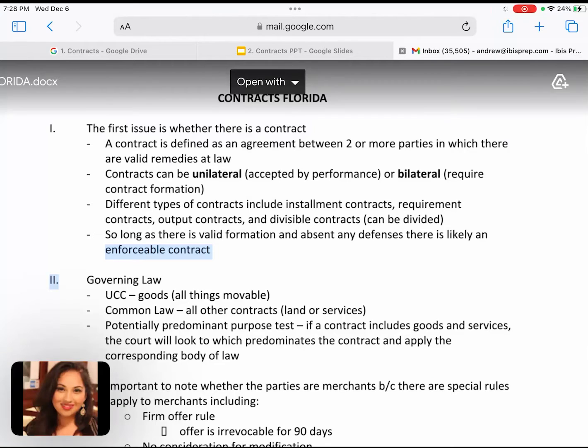So just to go back to the predominant purpose test, just to be clear, if there's a contract that involves both goods and services, the test is going to require that we determine which aspect is dominant and then apply that dominant law to the whole contract? Or are we saying that the predominant purpose test is basically making the contract divisible, where we apply common law to the services and we apply UCC to the goods?